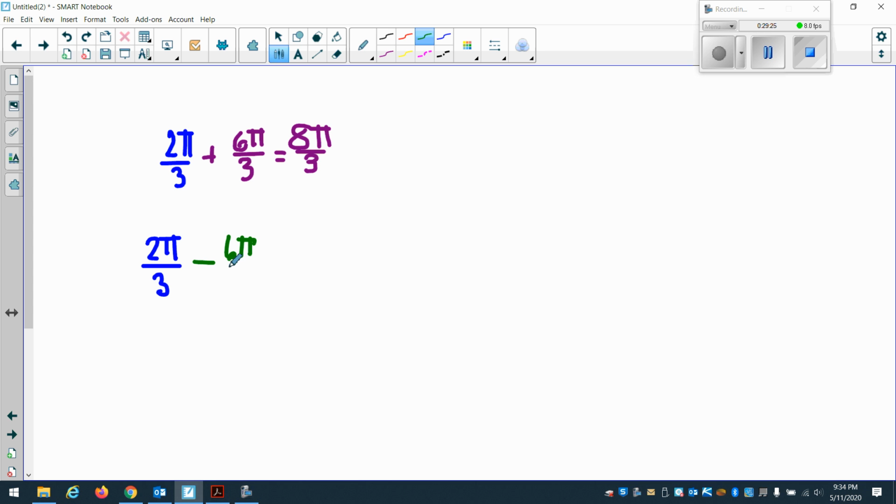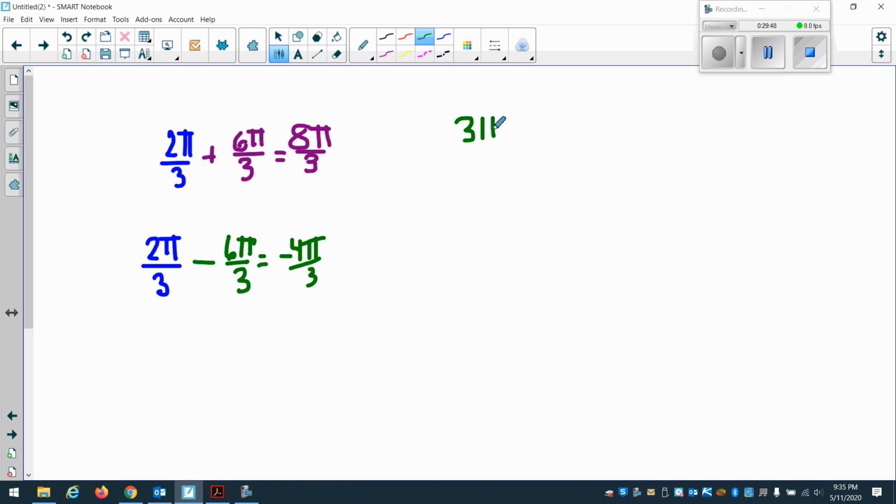6 pi over 3, which gives us negative 4 pi over 3. Okay, so again, look at your denominator, see what you have to multiply by, because it has to equal 2 pi, which is 360 degrees.